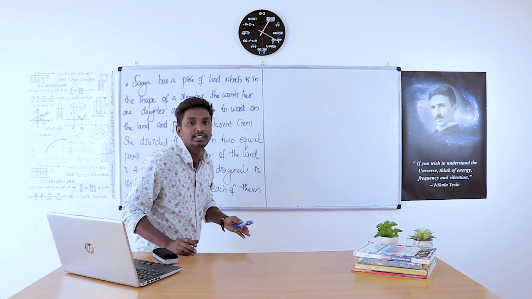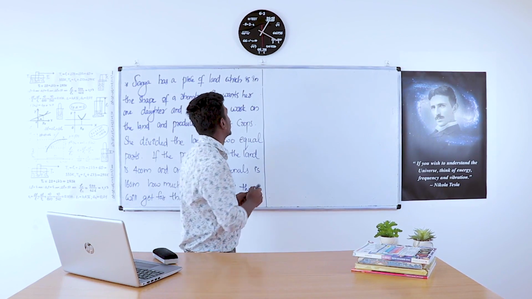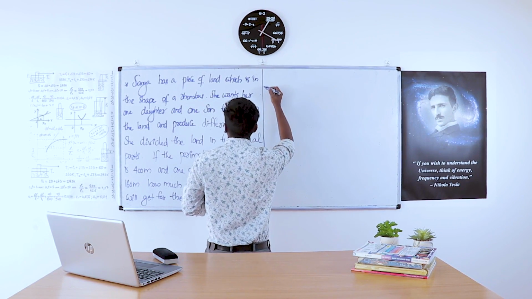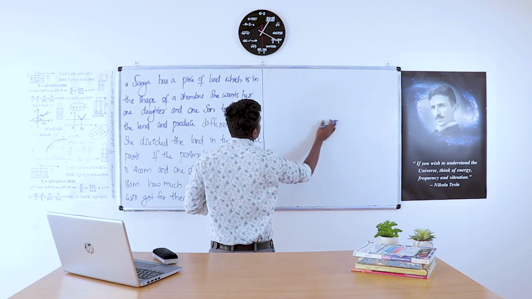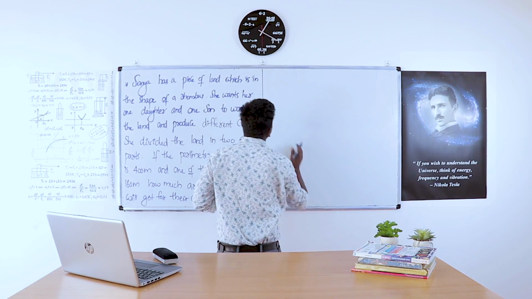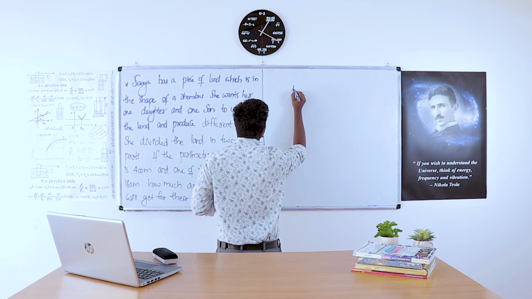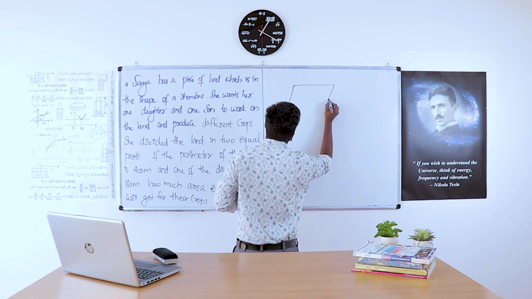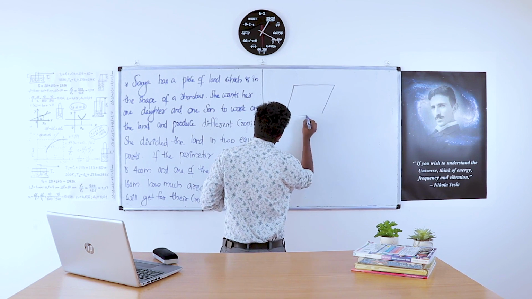So we want to find the area of both pieces which were cultivated by one daughter and one son of Sania. So this is the piece of land which is in the shape of a rhombus.